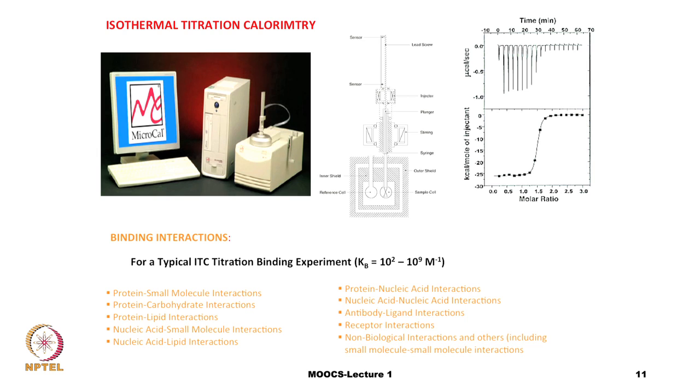Since I am taking an example of isothermal titration calorimetry, this calorimeter can be used to study systems in which very small amounts of heat are produced. For example, in biological or living systems, understanding protein small molecule interactions, protein carbohydrate interactions, protein lipid interactions, nucleic acid small molecule interactions, nucleic acid lipid interactions, protein nucleic acid interactions, antibody ligand interactions, receptor interactions, and any interactions. In effect, when you mix something with another thing, a small amount of heat is definitely going to be liberated unless the system is completely entropically controlled.